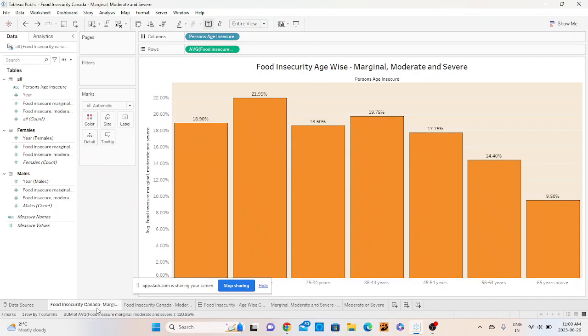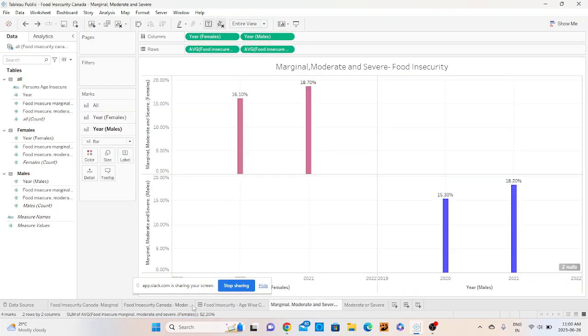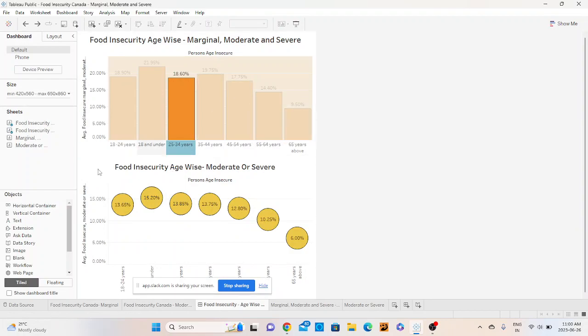Okay. So anything else that you want to show? This is only two things, four things, data, and this dashboard, sounds good. Age wise dashboard.